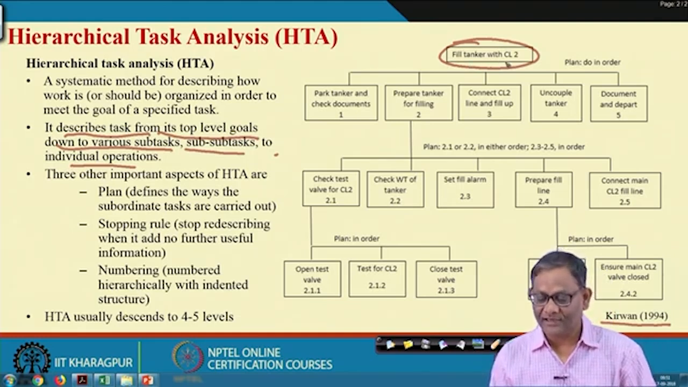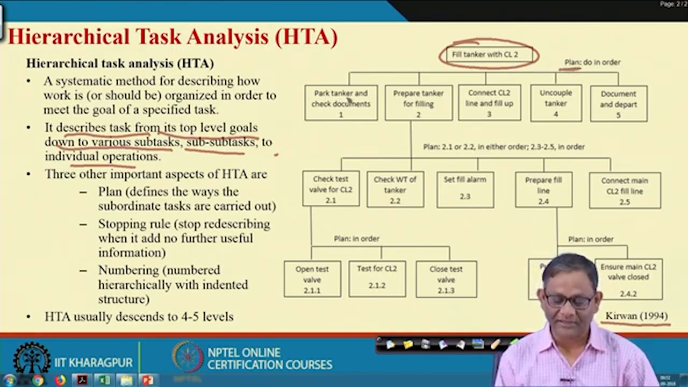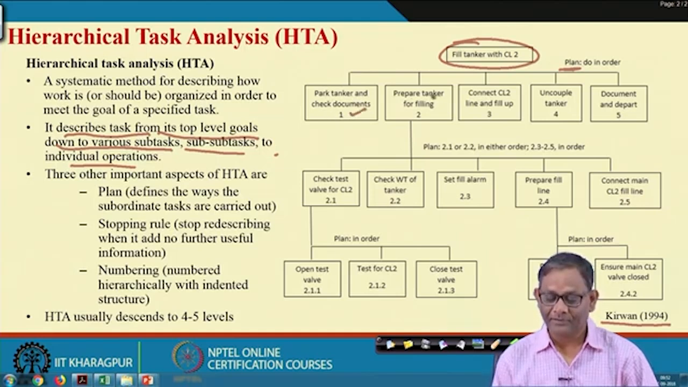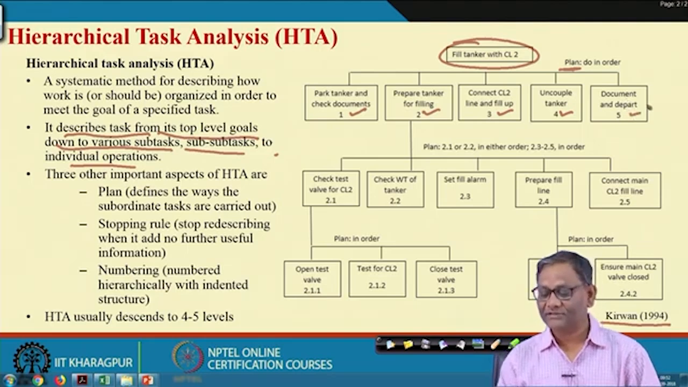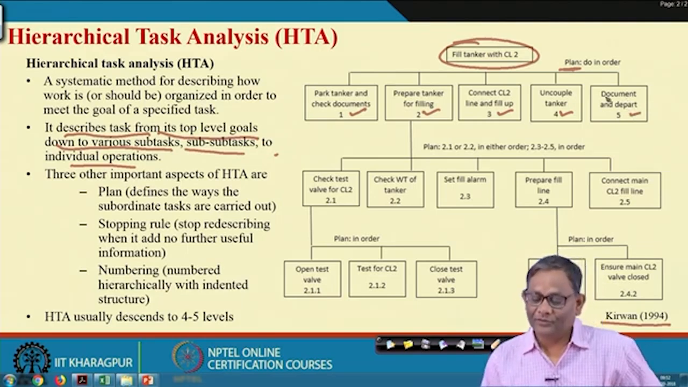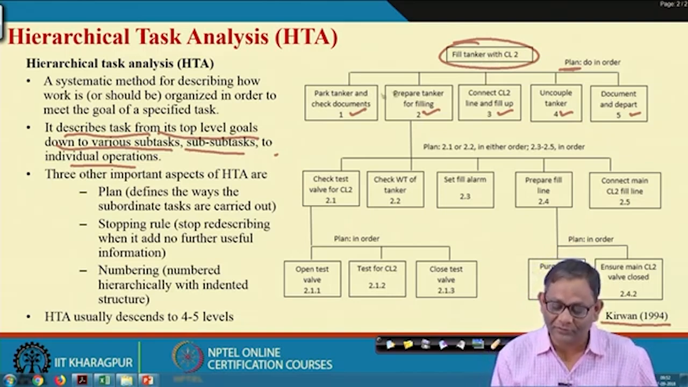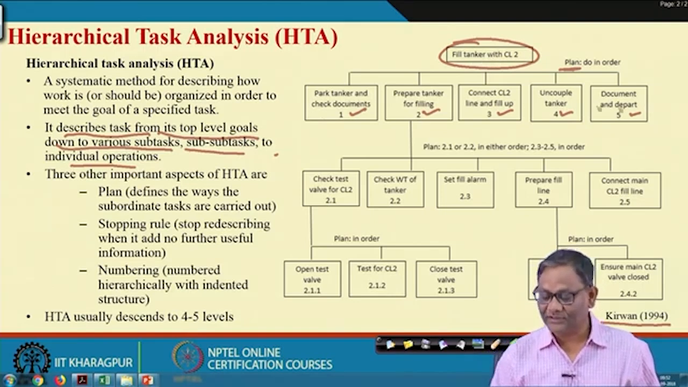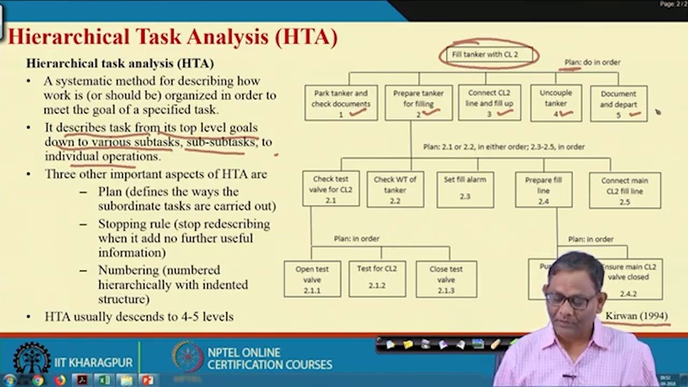So, fill tanker with Cl2. Now, in order to fill the tanker with Cl2, what are the things you have to do? First you plan, and in order you have to first park the tanker and check documents, then prepare the tanker for filling, then connect the Cl2 line and fill up, then uncouple the tanker, document and depart. This is the order you have to follow. So, to fill the tanker with Cl2, this is the goal, and these are the tasks you have to do. Now, let us take the second one, prepare tanker for filling.